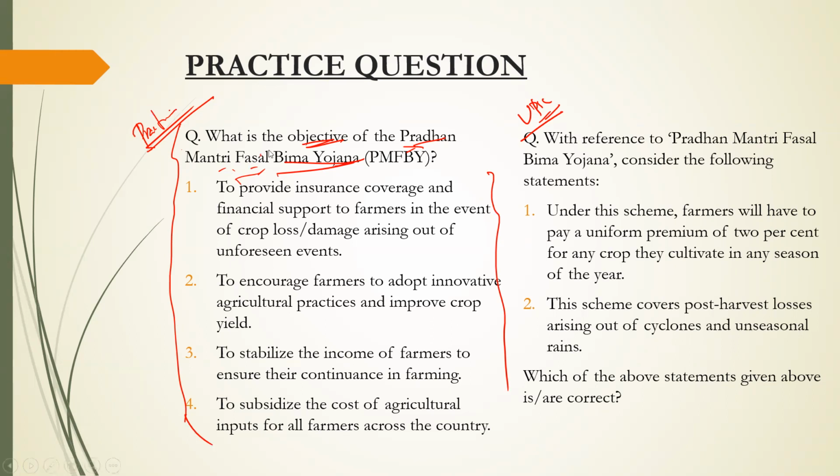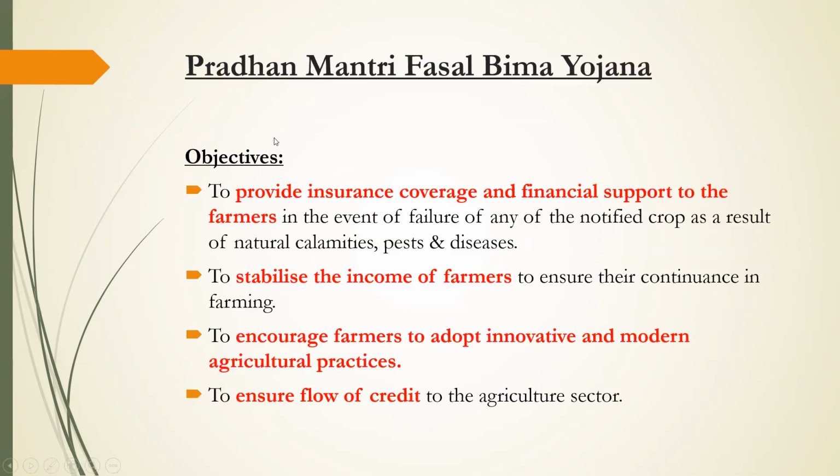ठीक है तो ये स्कीम बहुत इंपॉर्टेंट है, उसका रीजन we will see, क्योंकि उसमें बहुत सारे ऐसे पॉइंट्स हैं जो आपको फोकस करना है। ठीक है, so yes, when you talk about the objectives of Pradhan Mantri Fasal Bima Yojana, specifically 4 objectives are given under the scheme. You need to focus on this aspect, that is: provide insurance coverage and financial support to the farmers, stabilize the income of farmers, encourage farmers to adopt innovative agriculture practices, and ensure flow of credit.